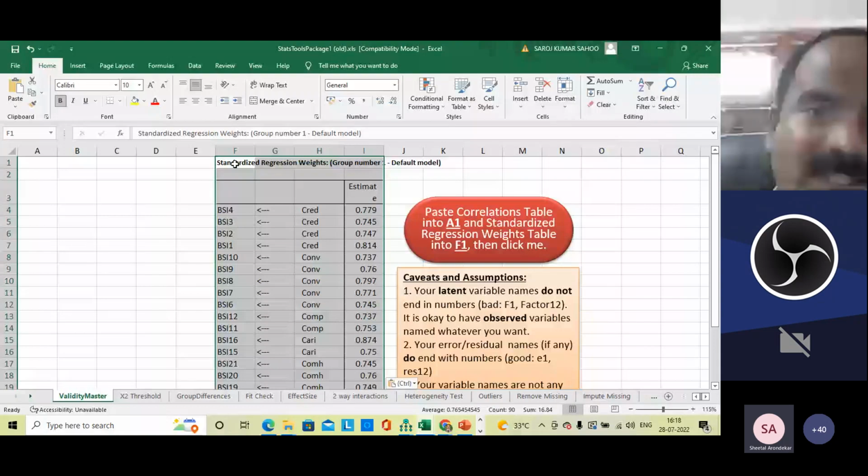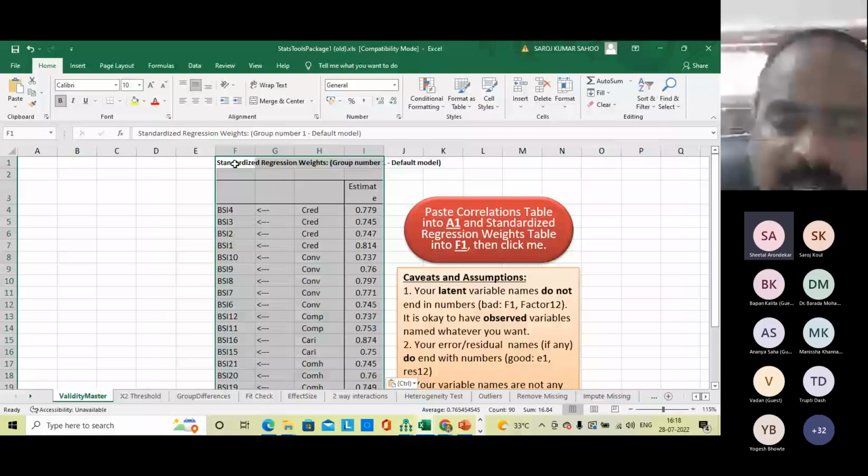Do not make any edit. I am repeatedly saying do not make any edit, because the macro has already been enabled. James Gaskin has made it very handy to calculate. Nothing to do, only paste, then click, nothing else.